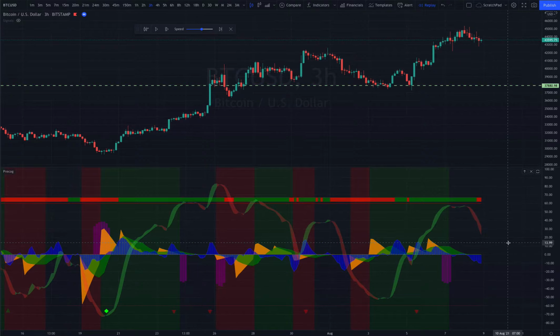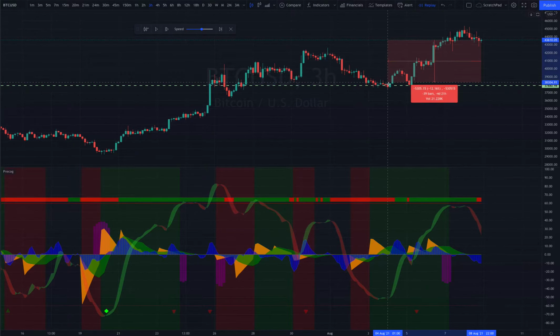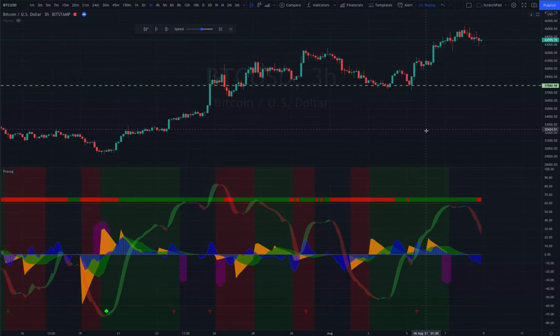I would not be mad if you got out of this right now. What kind of gain would that be at 5x? Let's see. That would be 13 times 5. So you'd have a 75% gain over almost 5 days. I'm not mad at that. Typically, personally, I'll wait to see what the orange wedge is going to do before I make a decision.